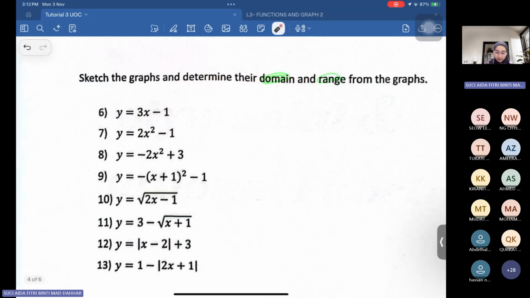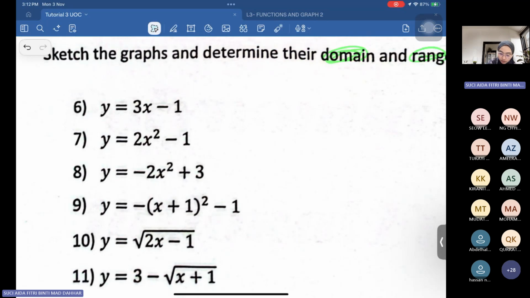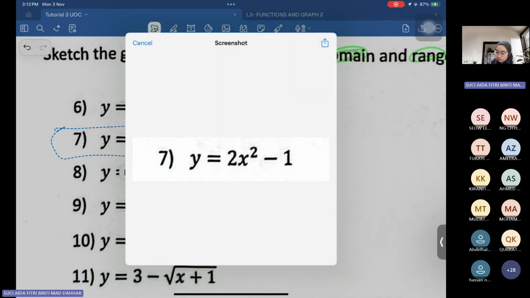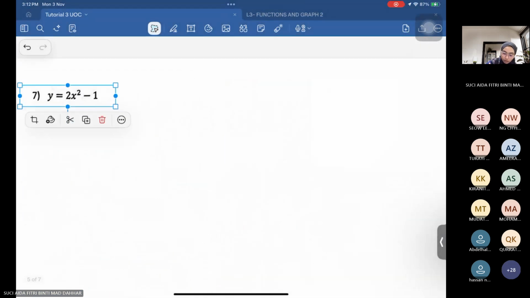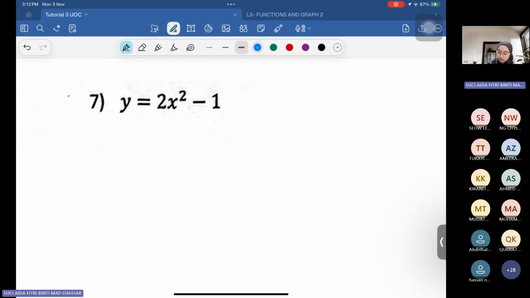Okay, let's look at the next question, 7. This is a quadratic function, right? With some transformation. It's already written in completed square form. How many transformations occur here? The 2 in the front and the -1 at the back. What does this do?